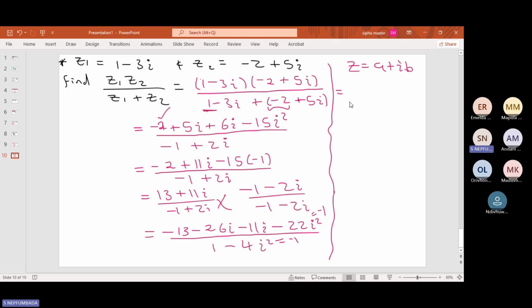Is that so? Then we've got 9. Then we have got -26 minus 11, then we've got negative 37i. And divided by what? By positive 5. Is that so? And this is 9 over 5 minus 37 over 5i. Any question?